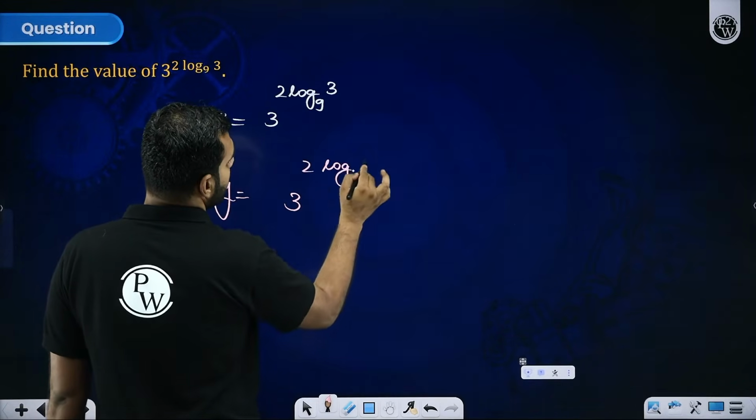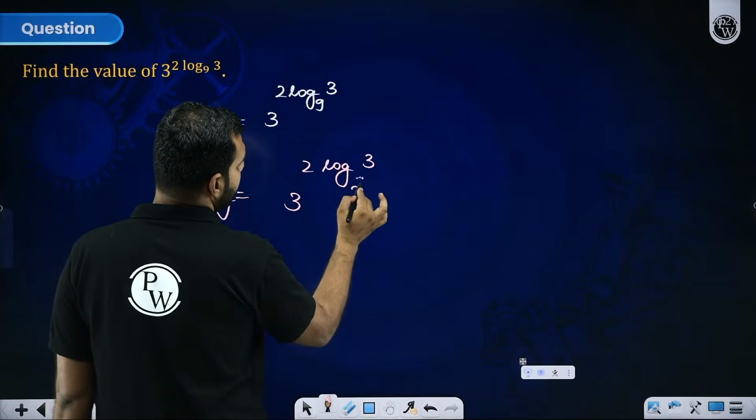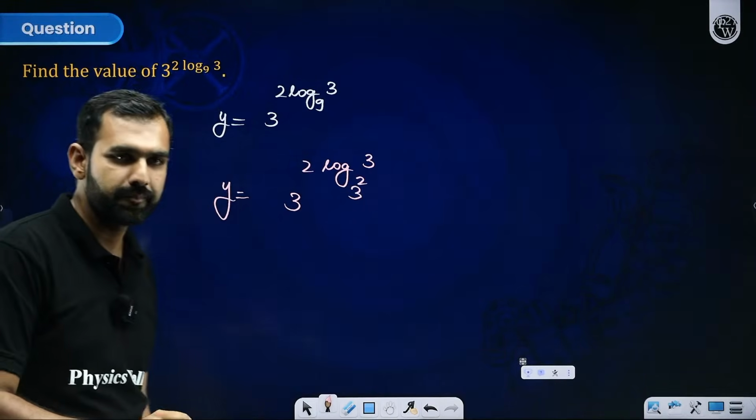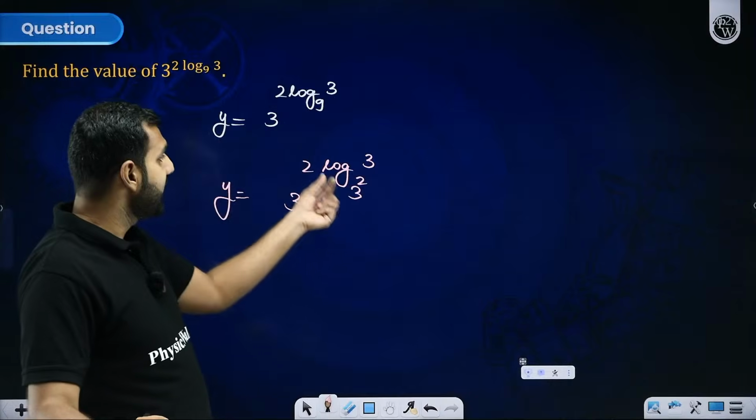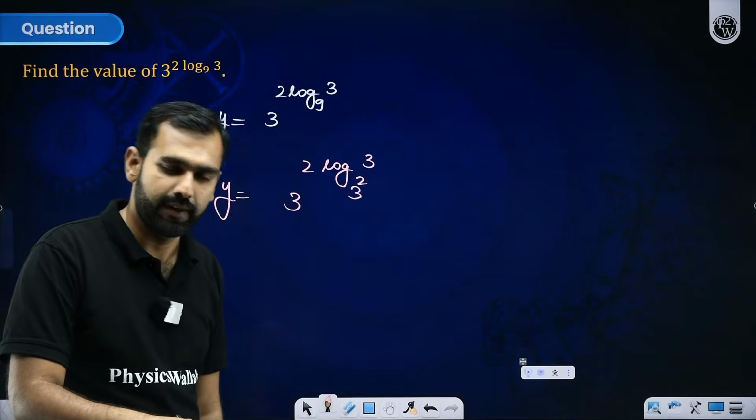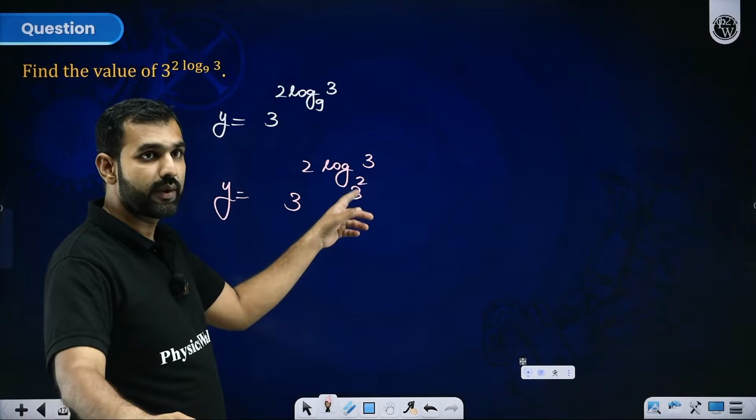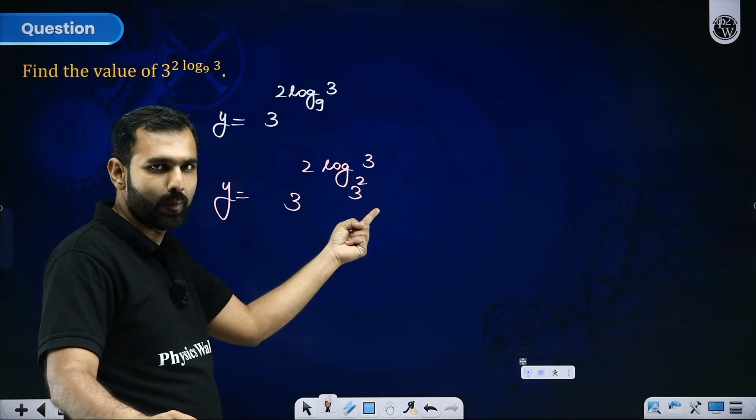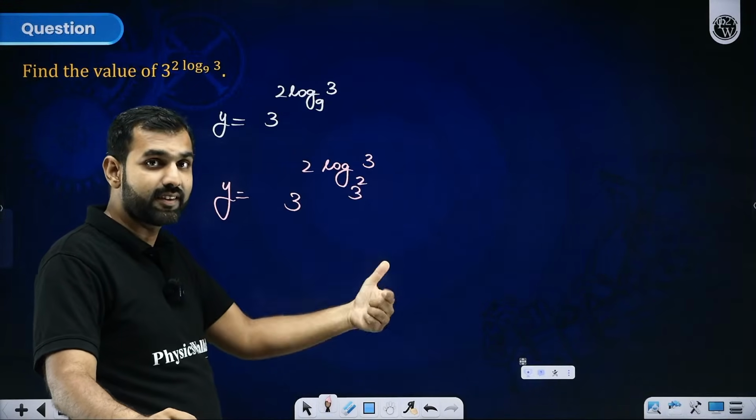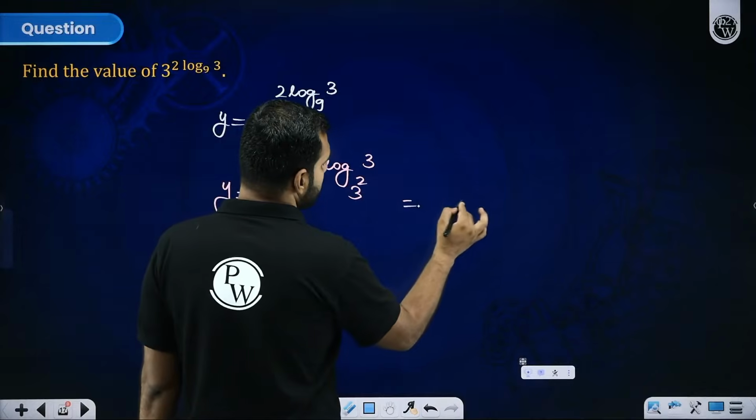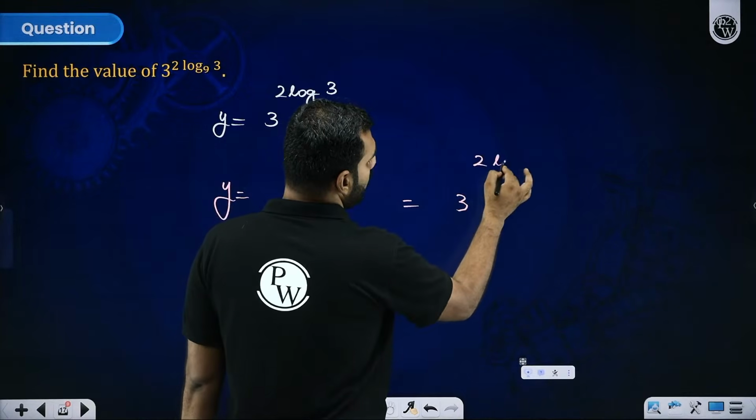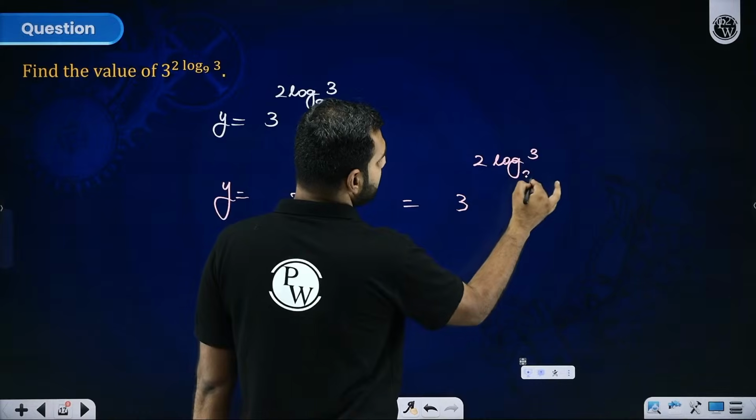Log of 3 base 9. This 9, can I write as 3 squared, if you're okay with that? Yes or no? And if it is written as 3 squared, this square, I hope you remember, comes to the front as the reciprocal. So this is written as 3 to the power 2 log 3 at base 3.